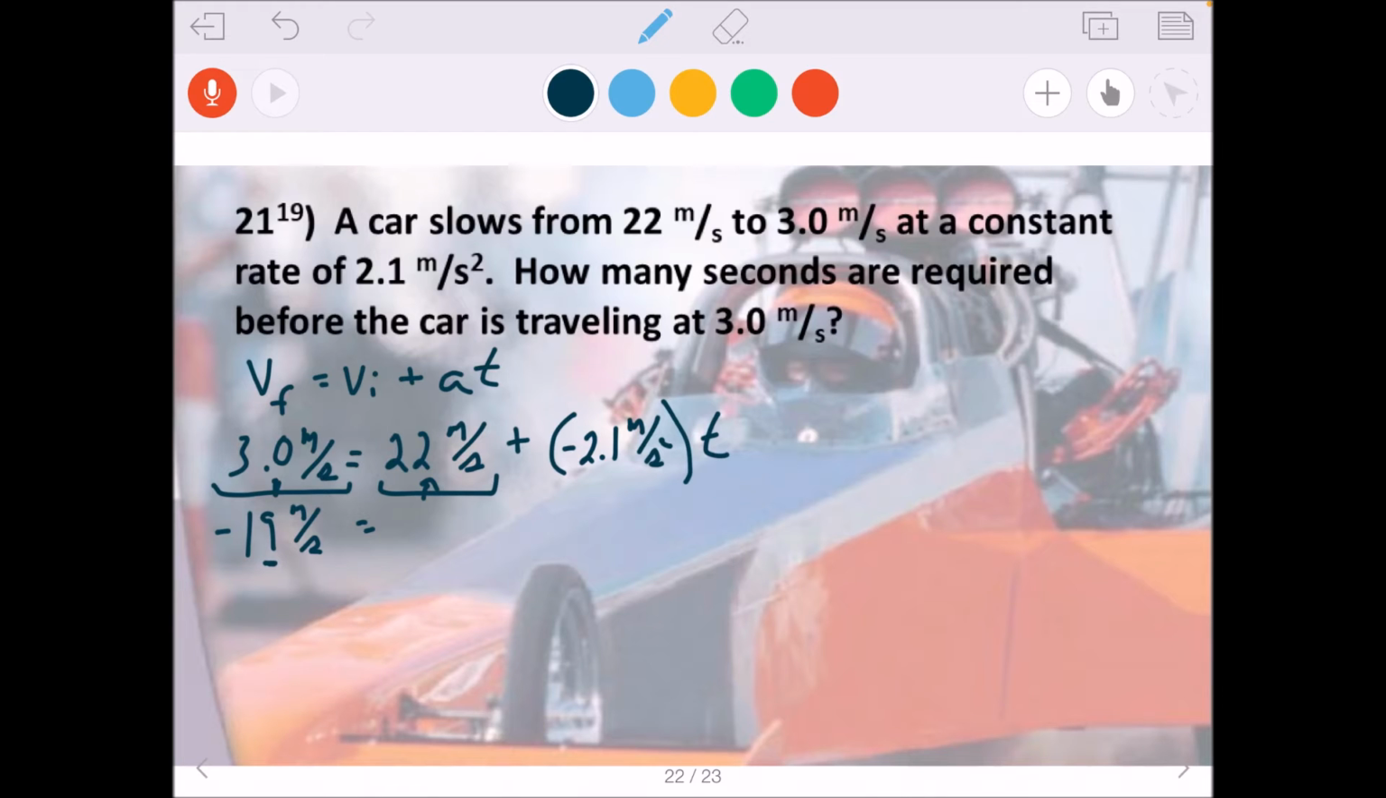So negative 19 meters per second is equal to negative 2.1 meters per second squared times the time. So if I divide the negative 19 by the negative 2.1, I get the time being 9.0476. I've got 2 sig figs in each of the numbers that I'm dividing, so 9.0 seconds is the answer.